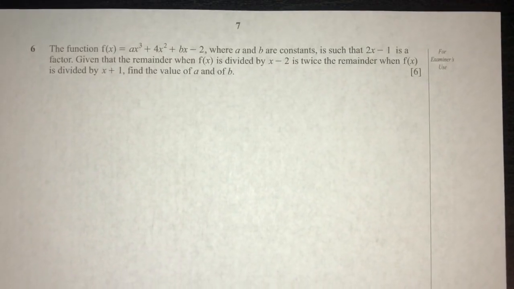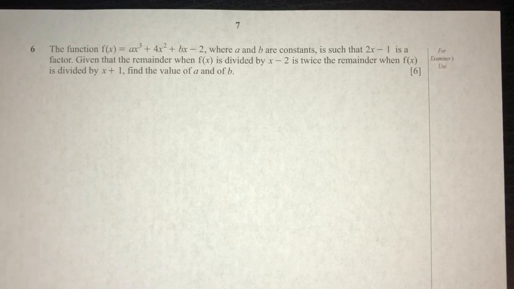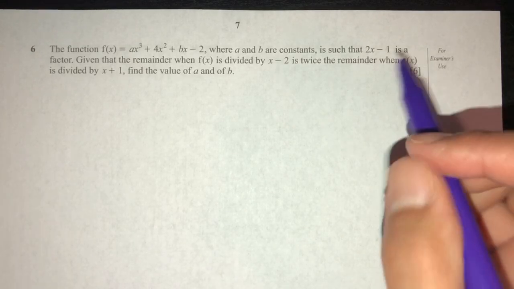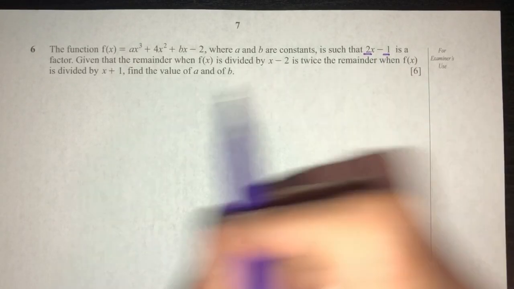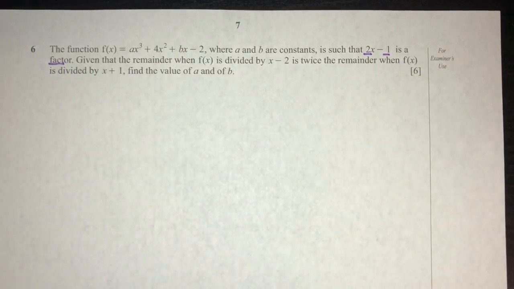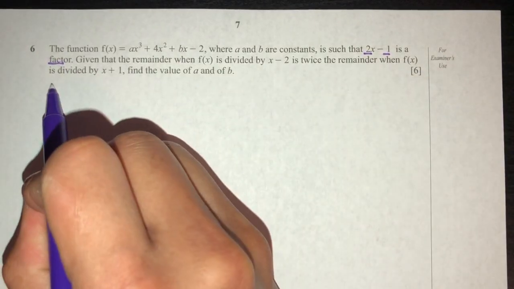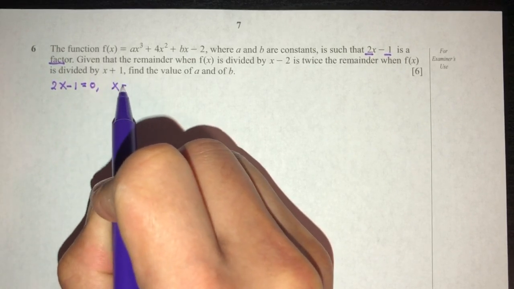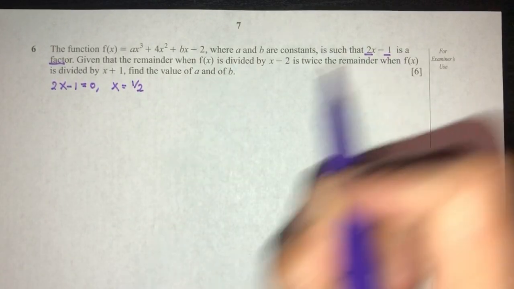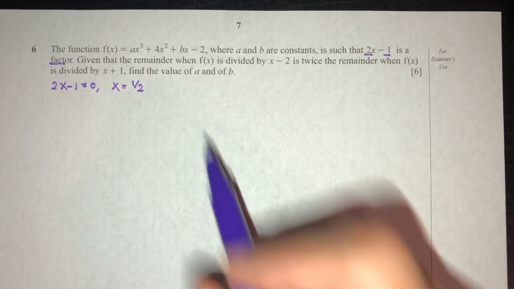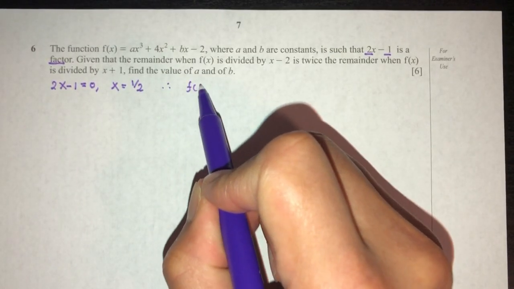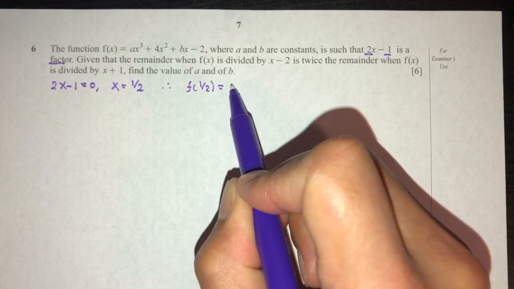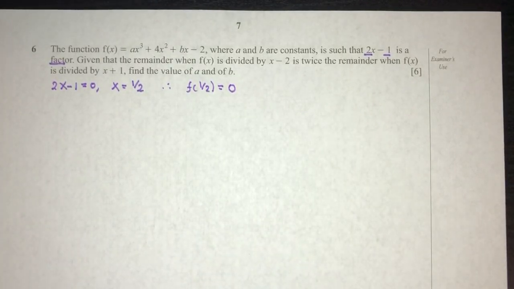Question number 6, the function f of x is given by this, where a and b are constants, such that 2x minus 1 is a factor. Whenever you see this, you know that we have to take 2x minus 1 equal to 0, so x will be the value of a half. Whenever it is a factor, it means that the remainder will be 0, so f of half has to give you 0 because it is a factor.